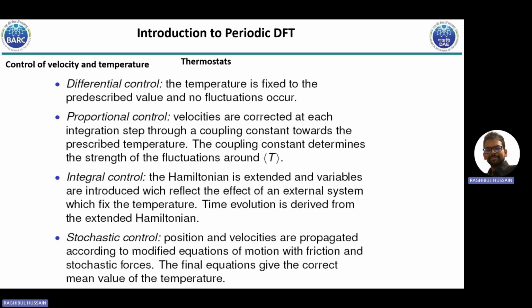Another is the stochastic control. That is when there is a friction or a random force in the system. That random force or friction is not involved in those earlier three, so that is a new term. For that I have to use some extra parameter to control the friction as well as the random forces. Okay, so in these four ways I can control my thermostat.